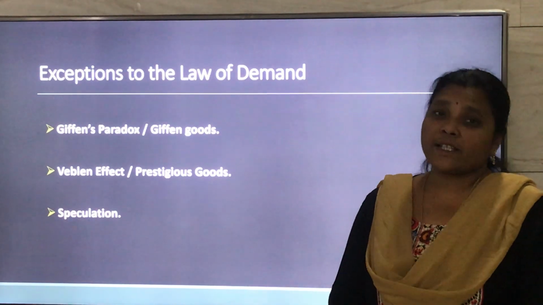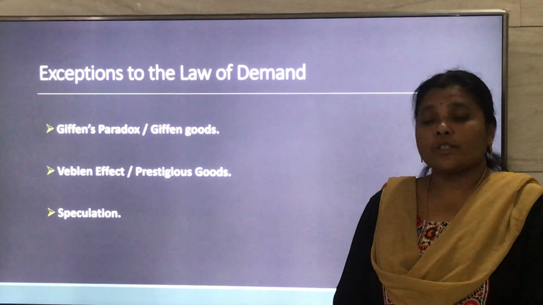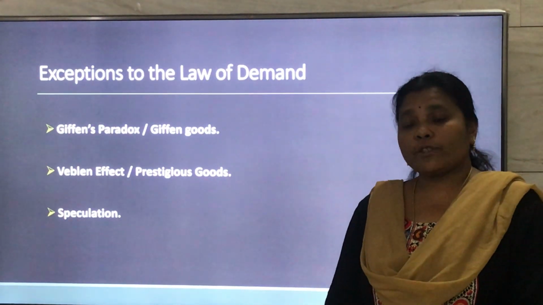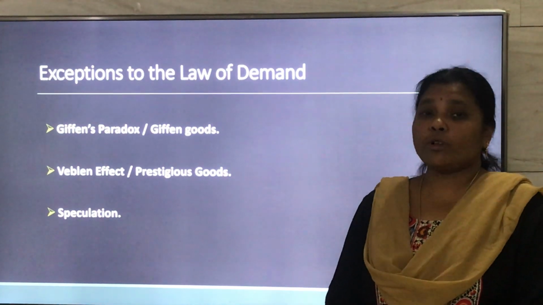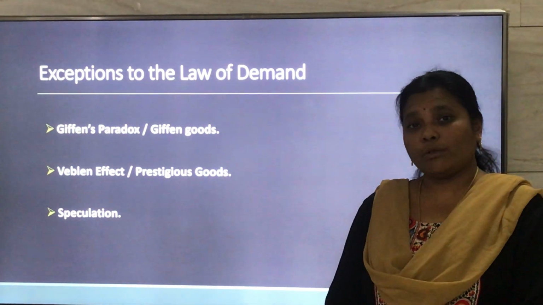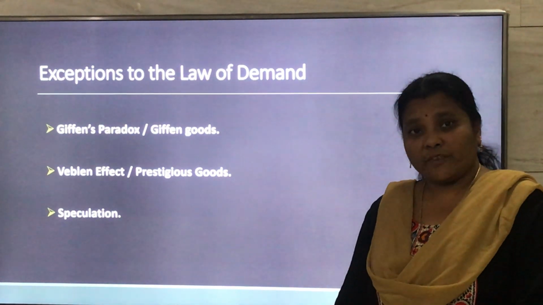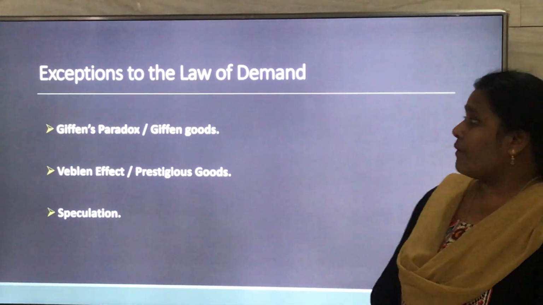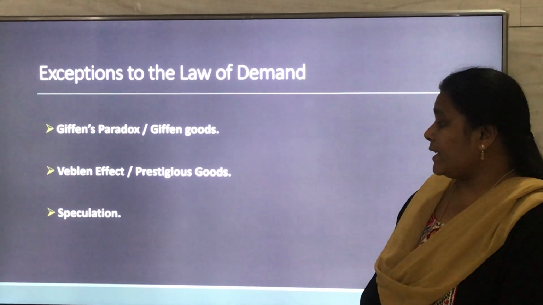We can take another example also, like rice. Because of floods or famines, people may think that the price of rice may increase in future. So what happens? They will buy more rice bags and stock them at home, isn't it? So more is purchased at a higher price even in this case. So speculation is also one of the reasons for exceptions to the law of demand.